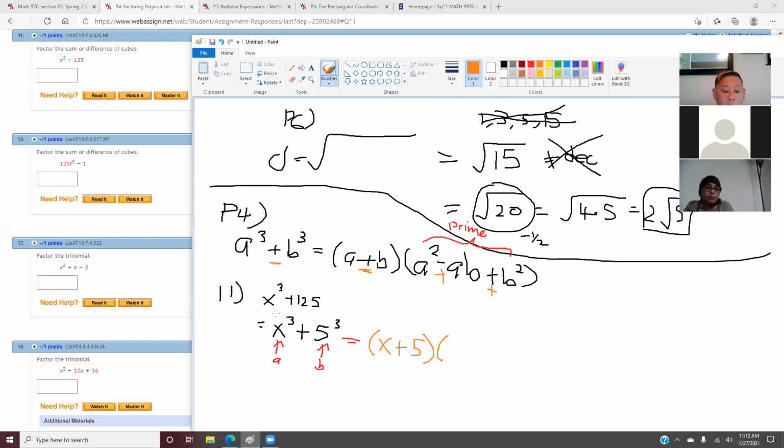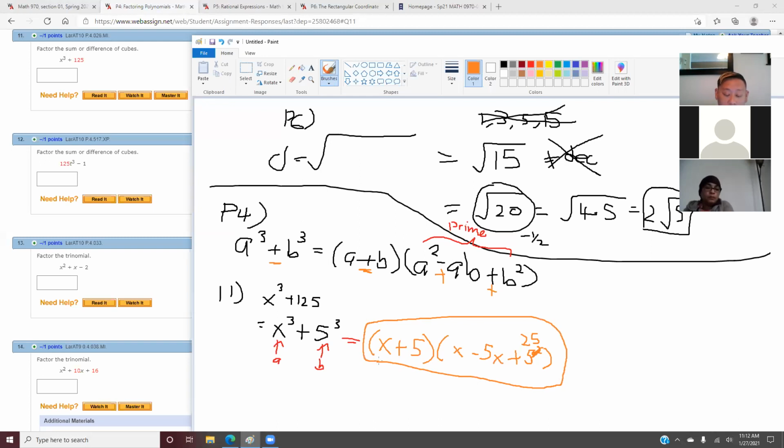And then A squared, which is X squared, because A is X and B is 5, minus AB. AB means you multiply A and B. So X times 5 is 5X. Plus B squared. B is 5, so 5 squared. And we know 5 squared is 25. So this is your answer for the factor for number 11.